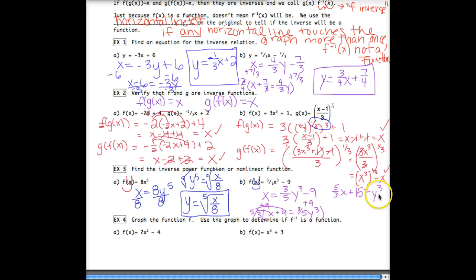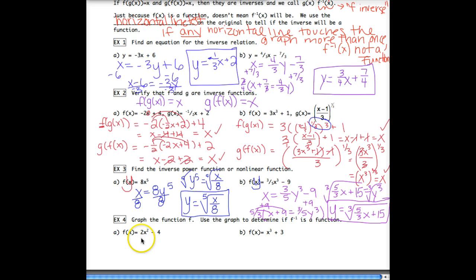So now one more step to get y alone. I have to undo that cube by taking the cube root on both sides. So I've got y equals the cube root of 5/3 x plus 15. Again, no need to rationalize. All I want you to do is get that y alone.